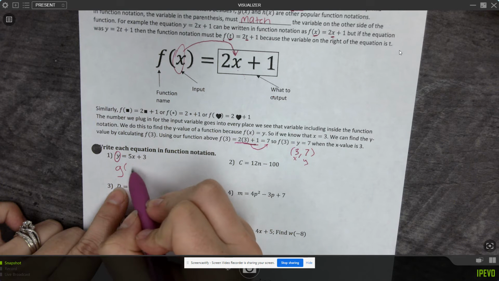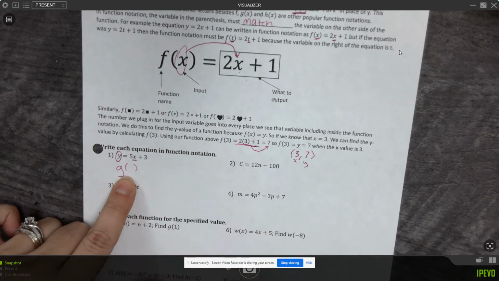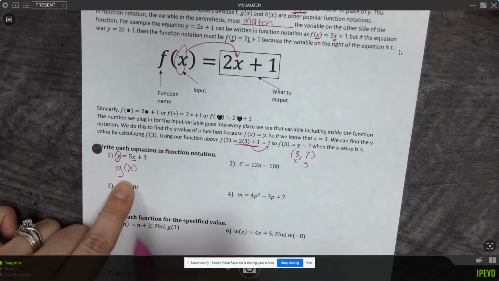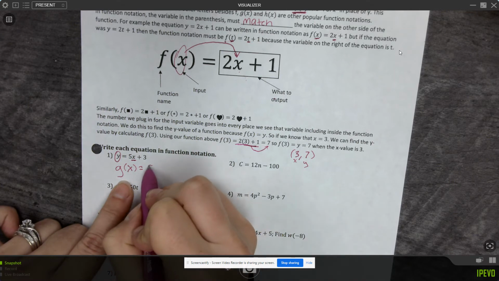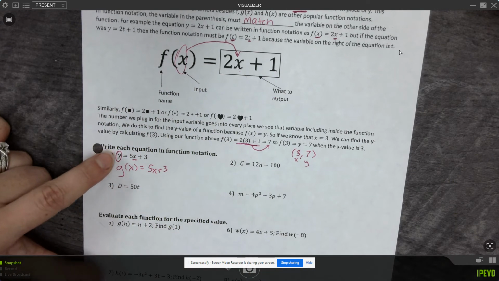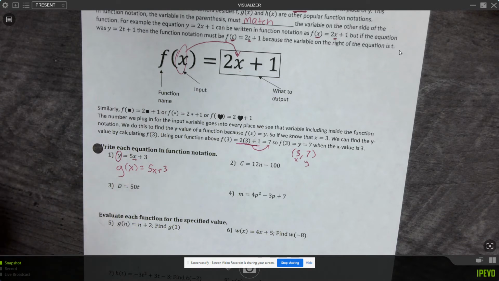Now, what goes in the parenthesis matters. It has to be the letter that you have on the other side. So this is going to be g of x equals, well, the rest of it stays the same, 5x plus 3. This is now, instead of an equation, I now have a function. You're going to try 2, 3, and 4.